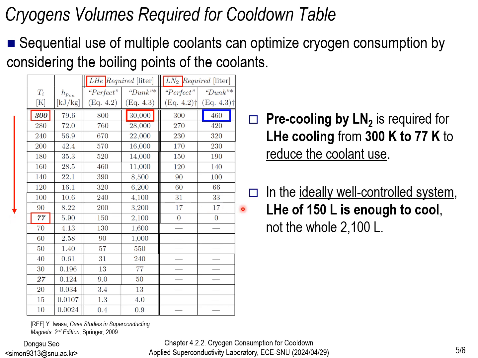Also, given the high cost of liquid helium, we need to reduce the consumption as much as possible. So if we control the liquid helium in the ideally well-controlled system using the perfect system, we can drop the magnet temperature to 4 Kelvin with just 150 liters instead of 2,100 liters of liquid helium.